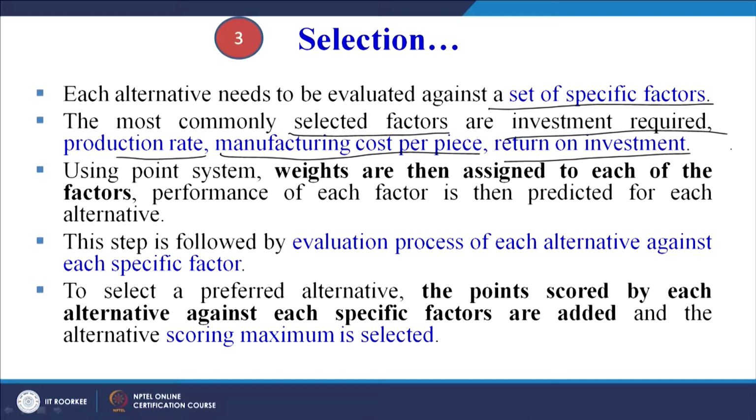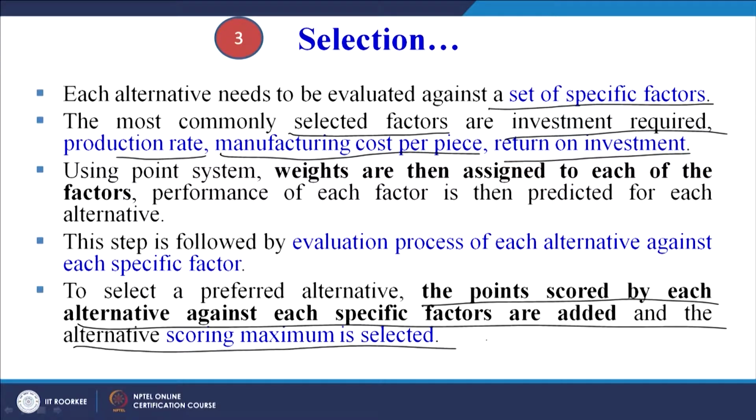Using a point system, weights are then assigned to each of the factors. Performance of each factor is then predicted for each alternative. This step is followed by the evaluation process of each alternative against each specific factor. To select a preferred alternative, the points scored by each alternative against each specific factor are added and the alternative scoring the maximum is selected.